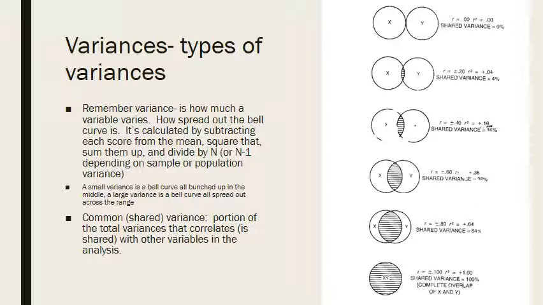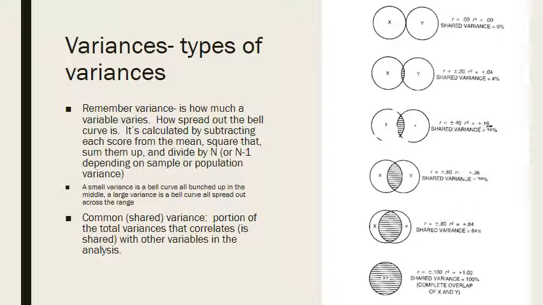Common or shared variance is built off this idea. Common or shared variance is the portion of total variance that correlates or is shared with other variables in the analysis. So question 1 and question 2, let's say we call them X and Y. How much do question 1 and question 2 on my scale share variance with each other? How much do they overlap with each other? And we look at that with the correlation.